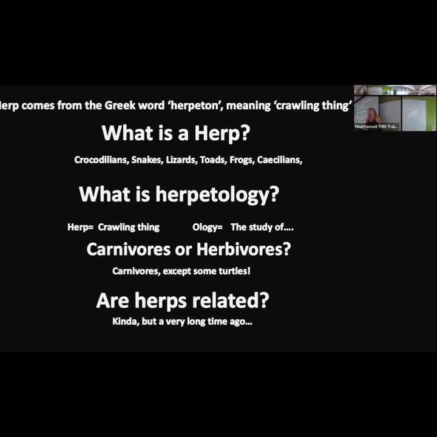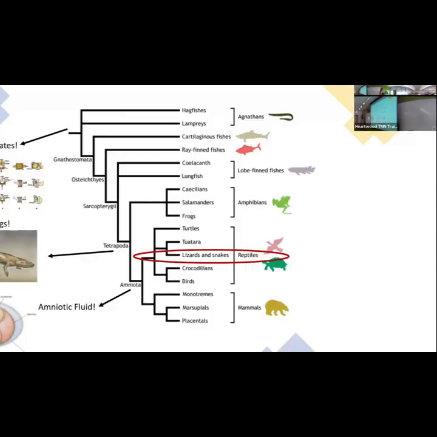Yes, but very distantly. And so I have a phylogenetic tree here to show you guys how they're related. They are all vertebrates. They are all tetrapods, meaning they have 4 legs, and they all have amniotic fluid. So that is where we are here. And then herps are amphibians and then our reptiles. So you can see amphibians and reptiles are completely 2 different clades.